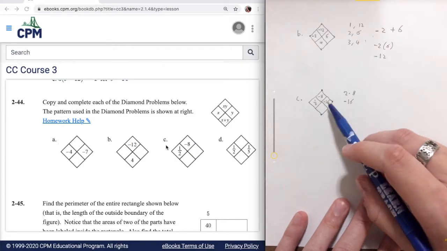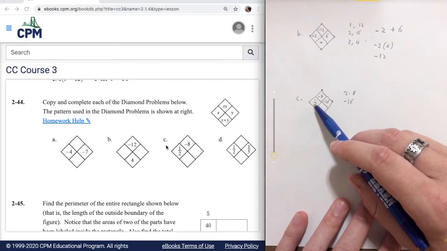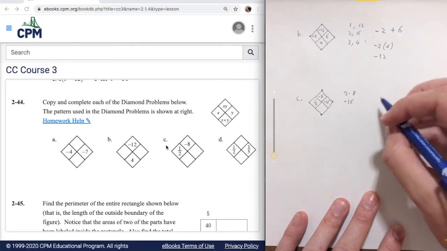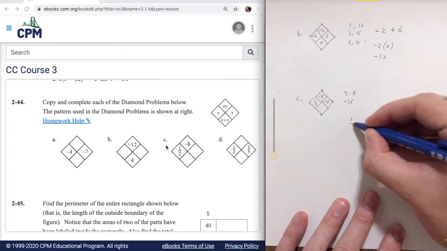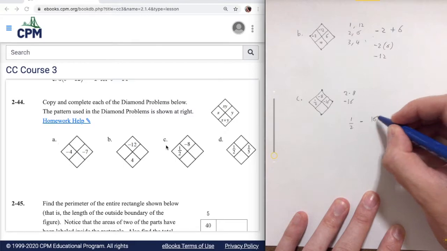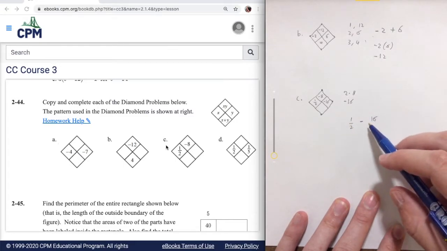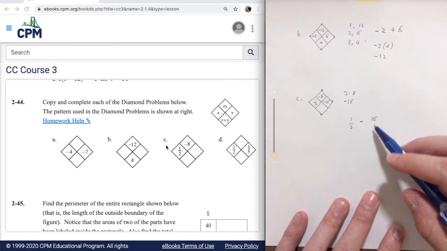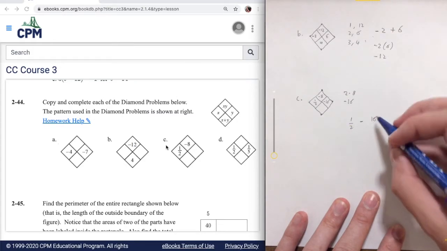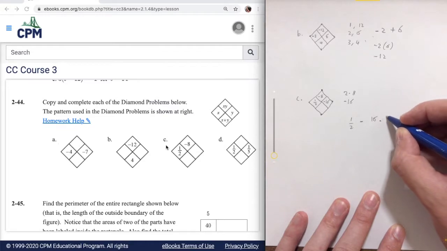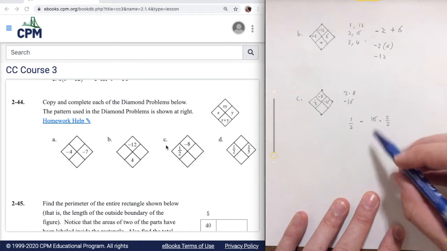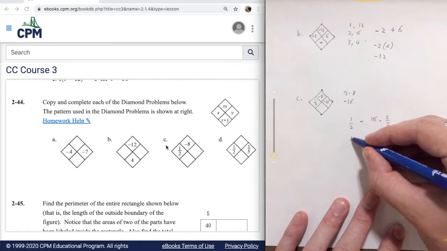Now, to add these two, you're going to have to make sure they have the same denominator. So if we have 1/2 minus 16, we can't just straight do this addition or subtraction. We're going to have to first make 16 have the denominator of 2. So to do that, we can multiply it by 2/2, which is just equal to 1, so it doesn't change anything.